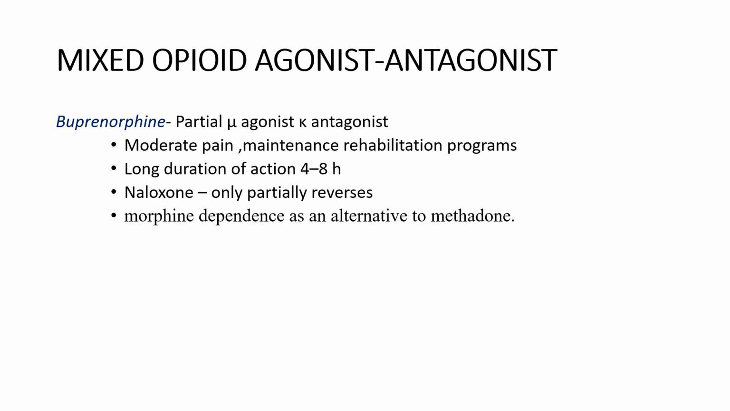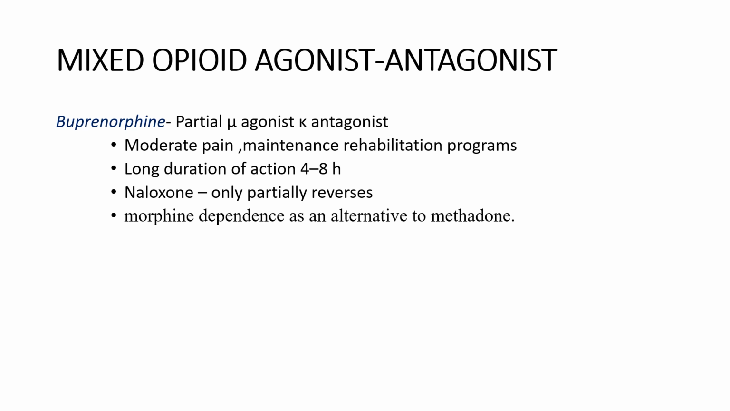And you have buprenorphine, which is also a mixed opioid agonist and antagonist, but it has kappa antagonistic action. So it has partial mu agonistic action and kappa antagonistic action. It is used in the management of moderate pain, and also like methadone, it is used in the management of morphine dependence. It is longer acting and hence it can be used as a substitution therapy in place of morphine in case of morphine dependence. It has a very long duration of action because it dissociates from the receptor very slowly.